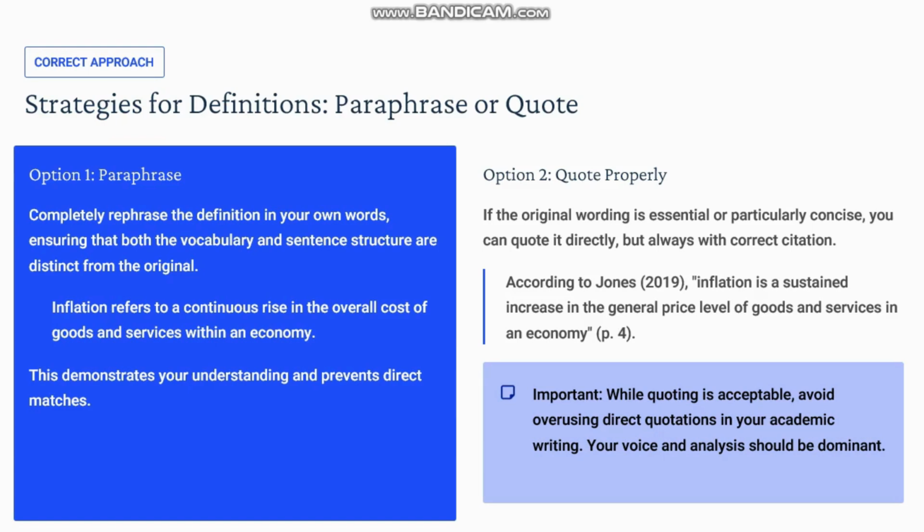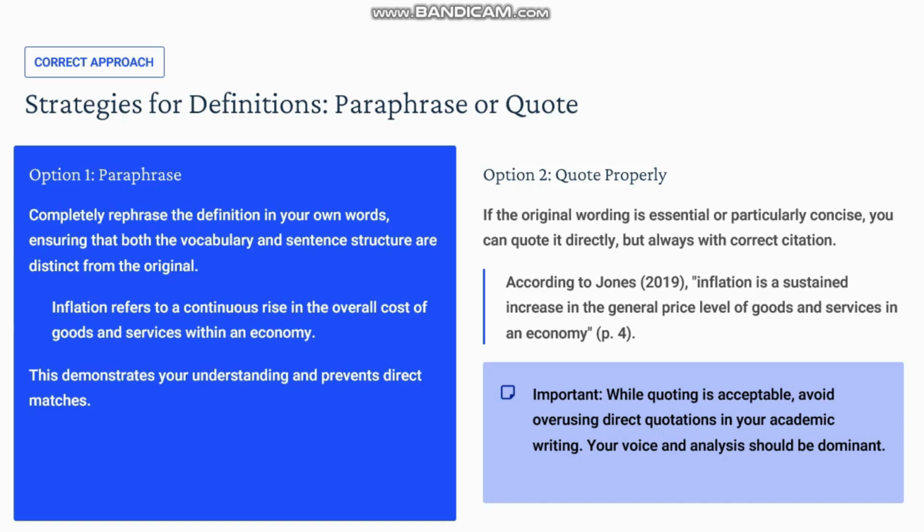Okay, so now let's say, for example, we completely rephrase the definition in our own words. Being able to paraphrase is very important for academic writing or research writing. So you must be able to write the sentence in your own words, ensuring that both the vocabulary and sentence structure are distinct from the original. We've talked about this earlier.